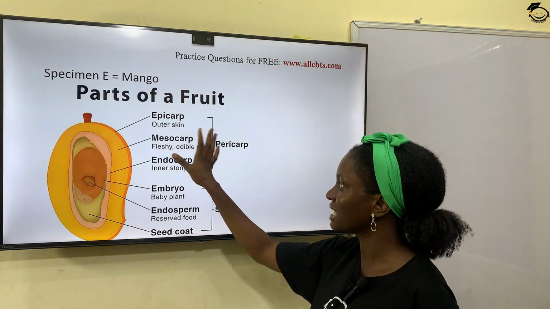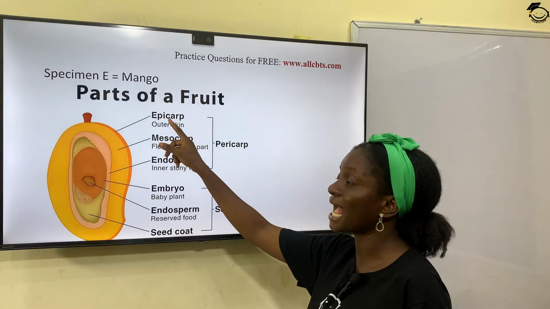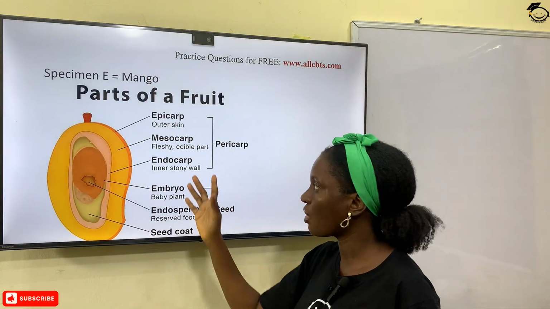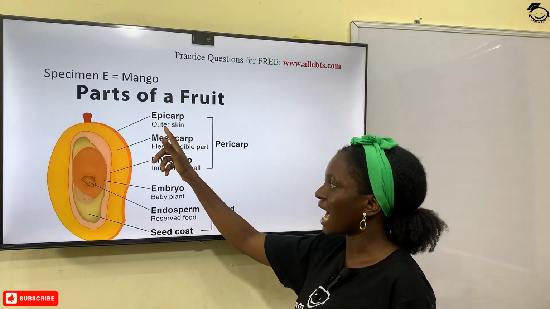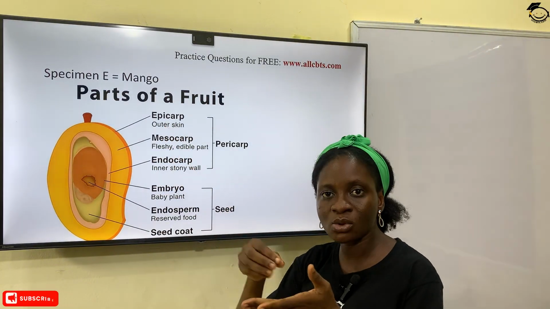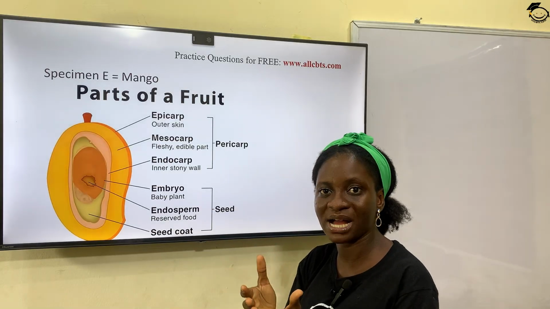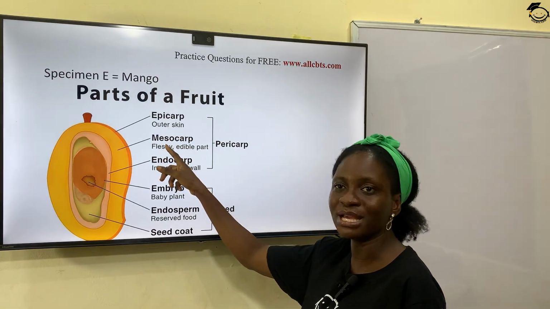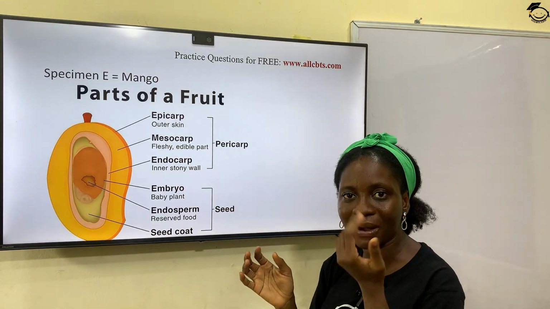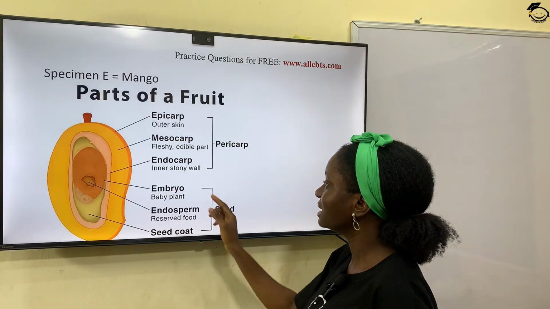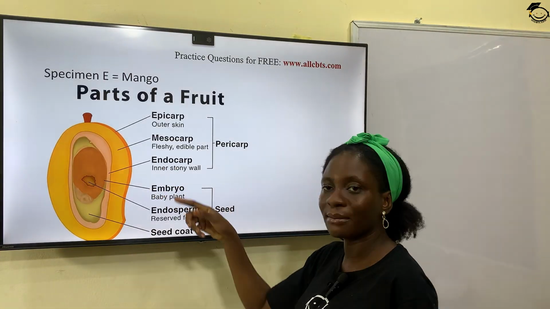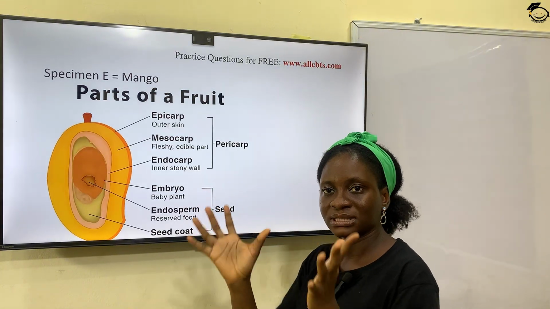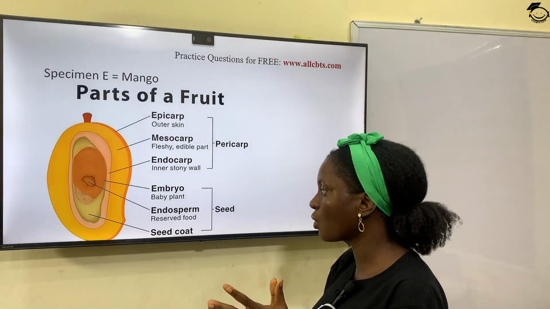The pericarp is the outer part and it consists of the epicarp. This is the epicarp, that's the outer part of the mango skin, the outer skin. Then the mesocarp, the middle part, that fleshy part that you eat, that's the mesocarp, the fleshy edible part of a mango plant. Then the endocarp is the inner stony wall, the inner part of the mango fruit.